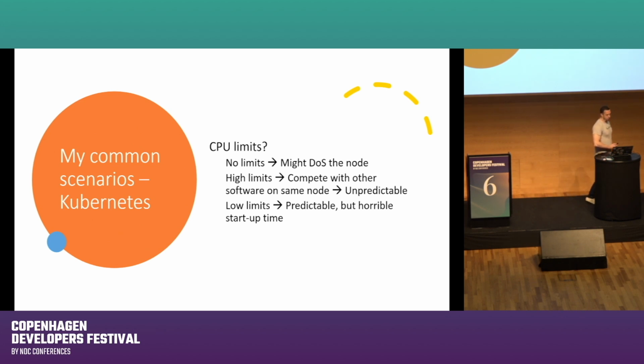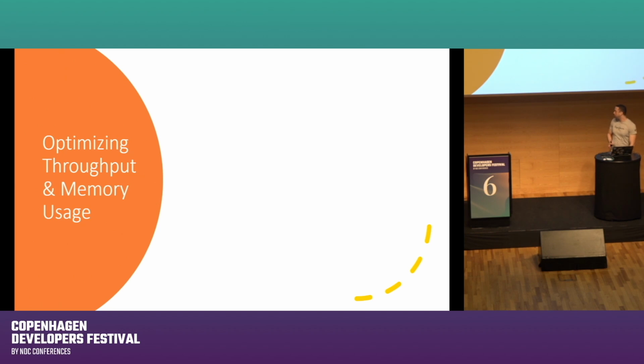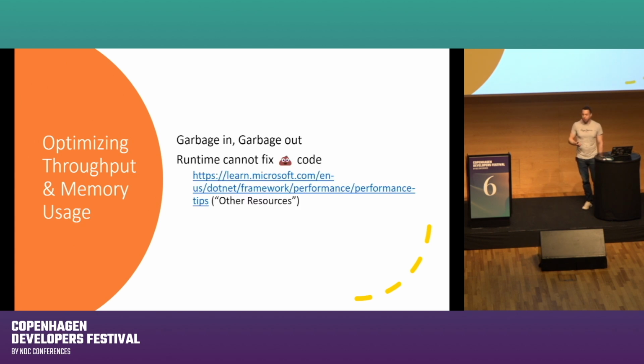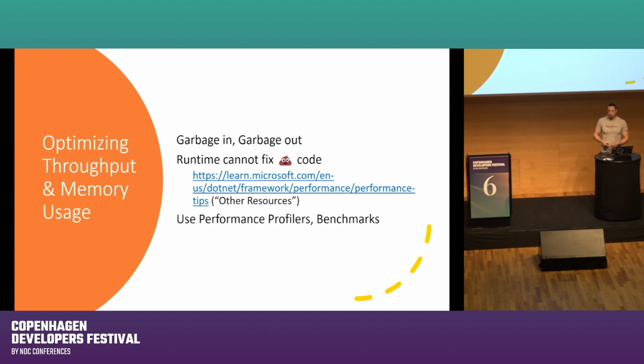So optimizing for throughput and memory usage, I'm not going to go into detail on that. I'm just saying garbage in, garbage out. If you write crappy code, the runtime can't fix it. However, some code looks interesting, but it's actually faster. But in any case, profiling, benchmarks. I can't repeat myself enough on that.